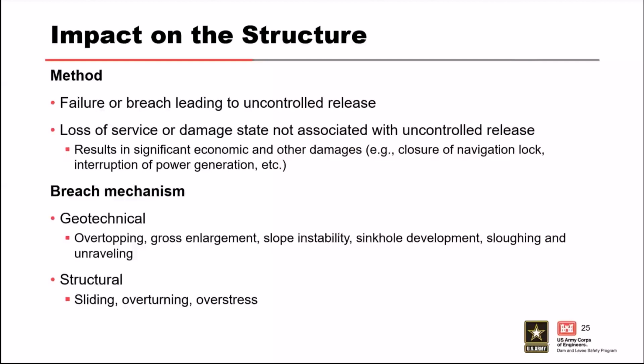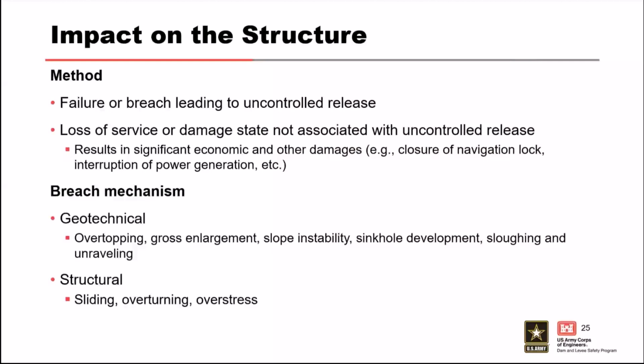So a common example of a geotechnical or hydrologic breach mechanism is overtopping erosion due to an extreme hydrologic event. Other examples could be tied to the breach mechanism, the 4 breach mechanisms associated with internal erosion: gross enlargement of a pipe or a concentrated leak, overtopping due to crest settlement, sloughing or unraveling of the downstream embankment face, or slope instability.